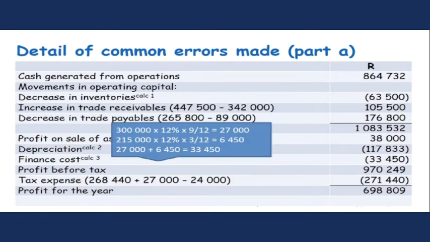The original outstanding capital was 300,000 for 9 months of the year. Then there was a repayment resulting in an outstanding capital balance of 215,000. Interest on that outstanding capital balance had to be calculated for 3 months of the year. Those two amounts added together gave you the interest accrued for the year of 33,450.